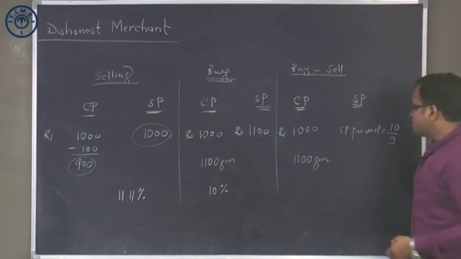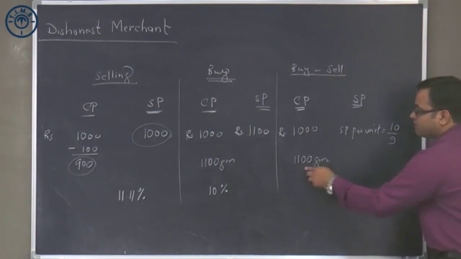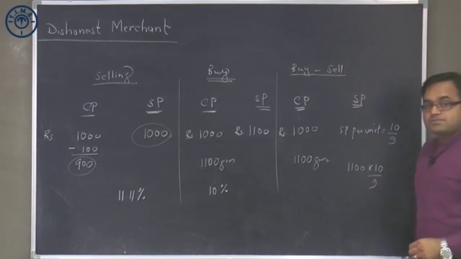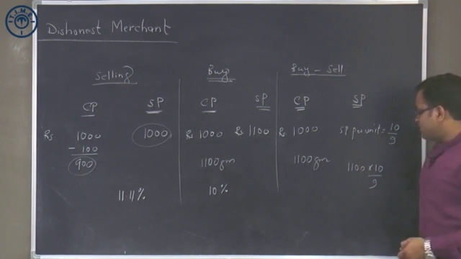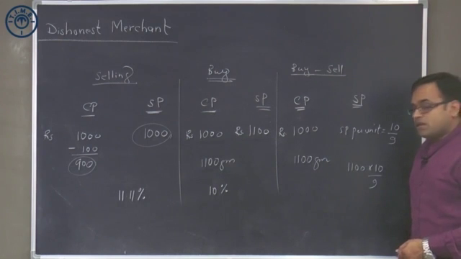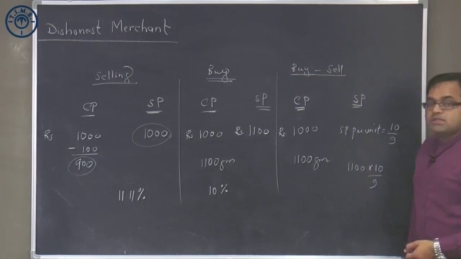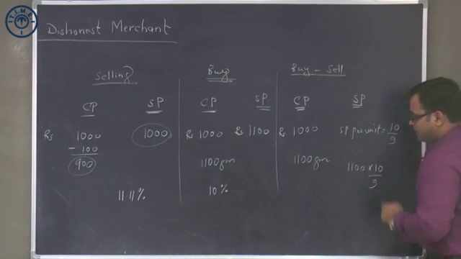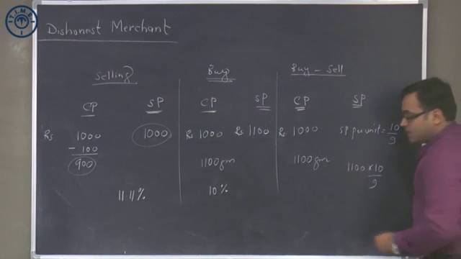So if his SP per unit is 10 upon 9 for 1100 grams, he will be able to charge 1100 multiplied by 10 upon 9 rupees. And if he is able to charge 1100 multiplied by 10 upon 9 on the whole, what will be his profit percentage? Selling CP 1000, SP 1100 into 10 upon 9. So this will be equal to 110 upon 9.